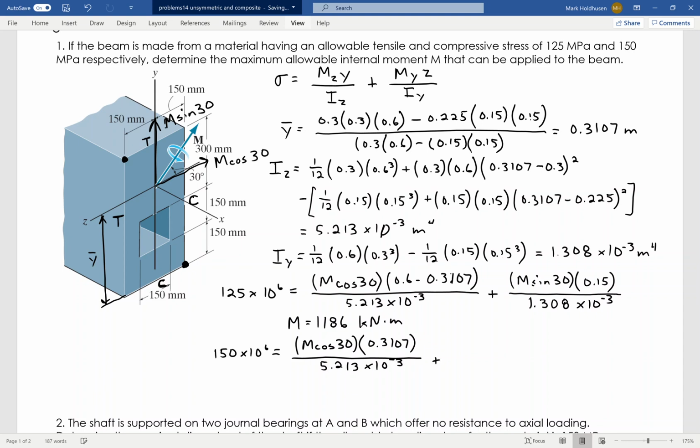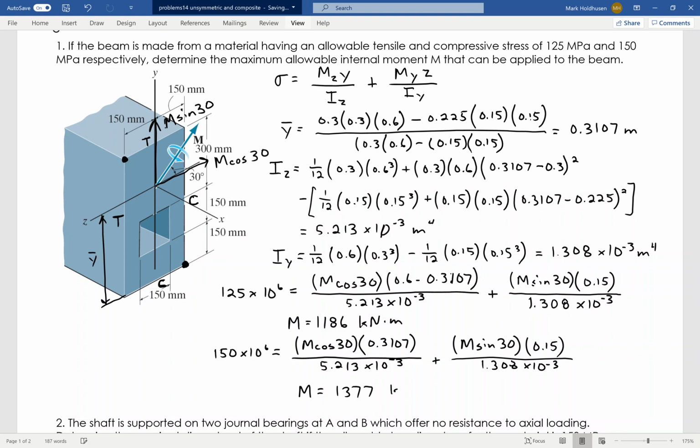And then the compression will look the same in that it's M sine 30, again, this is about the y-axis. It's still just 150 over, it's just in the other direction. And then I is still the same in this direction, which is 1.308 times 10 to the minus third. Solving this one for M, the M required to create that much of a compressive stress is 1377.